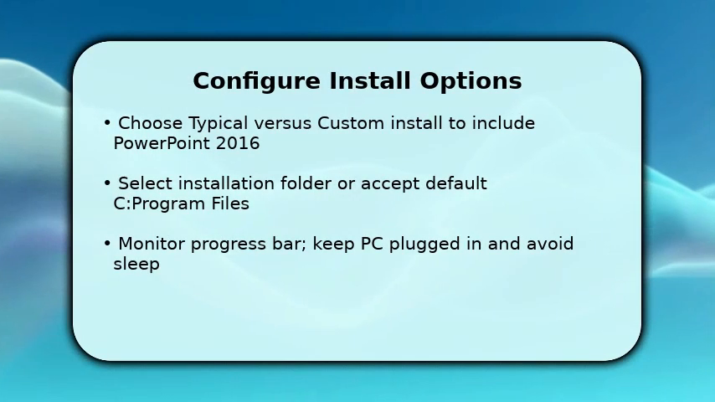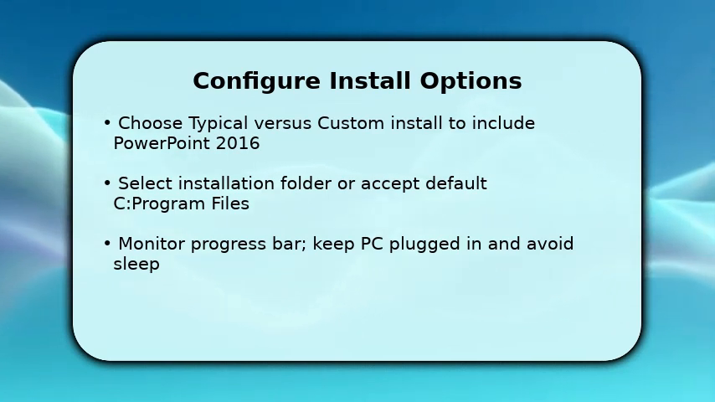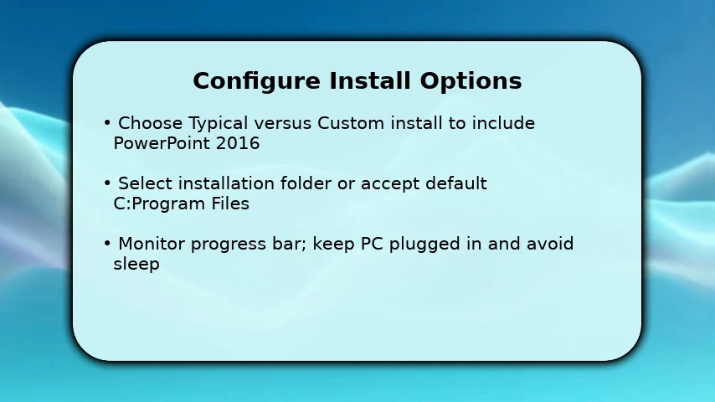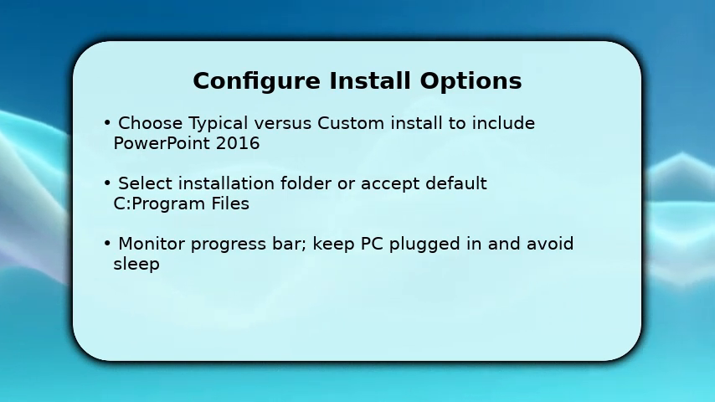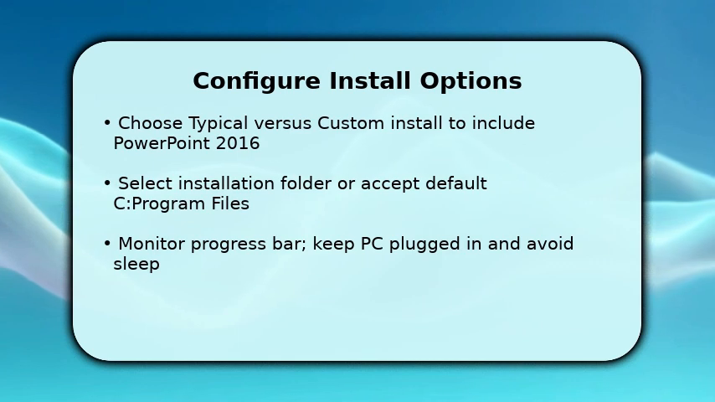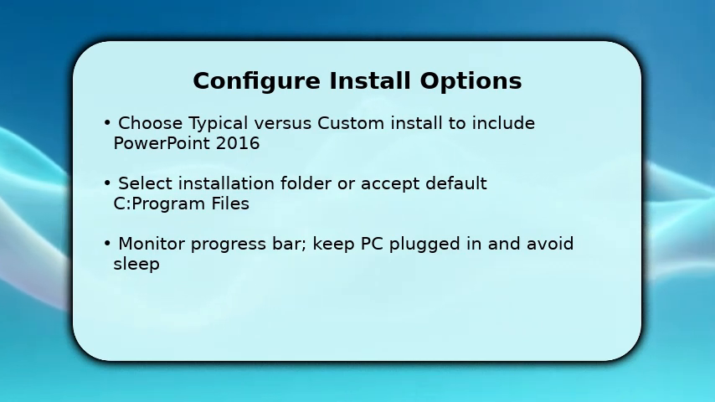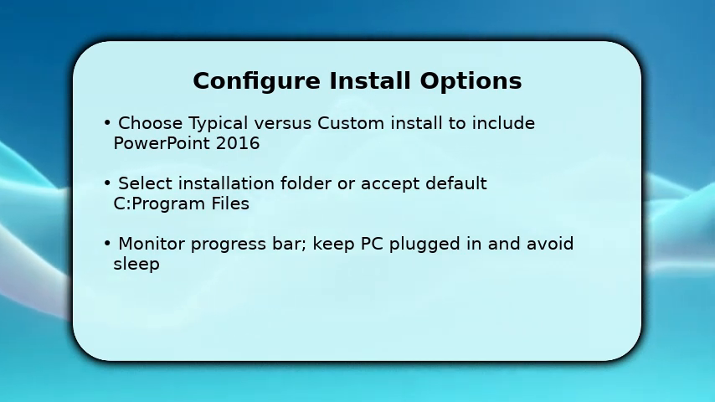Now you choose how PowerPoint will be installed and why each choice matters. If you want the simplest path, pick Typical to install core apps quickly. If you need only PowerPoint, pick Custom and deselect Extras to save space. Select the installation folder. Use the default unless you manage disk partitions.